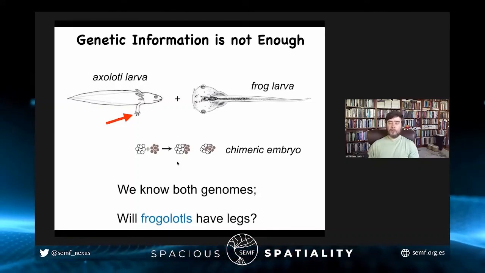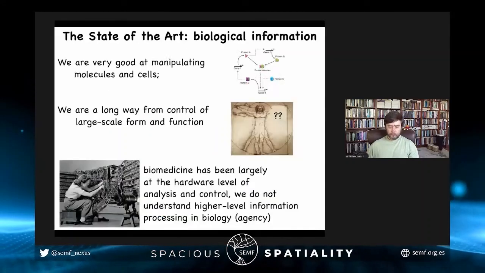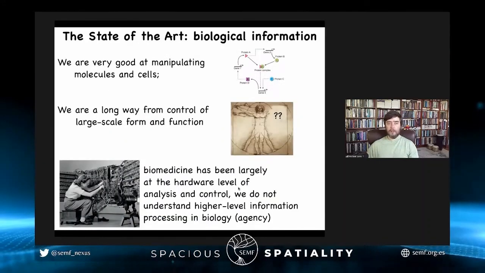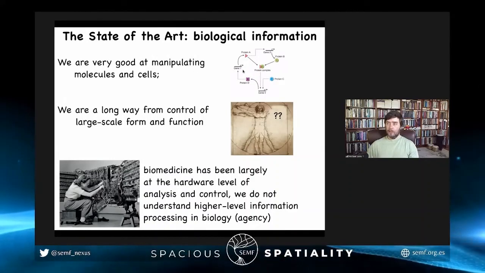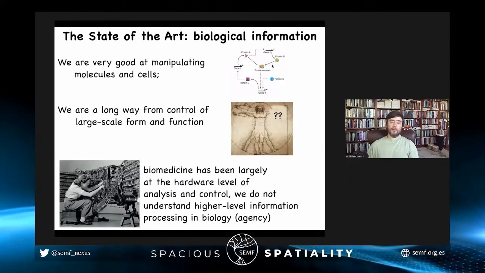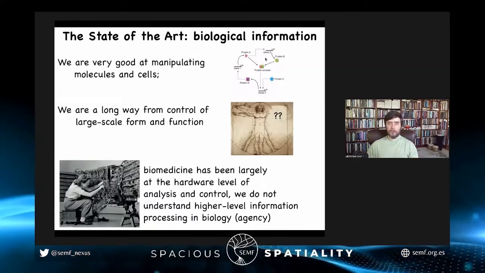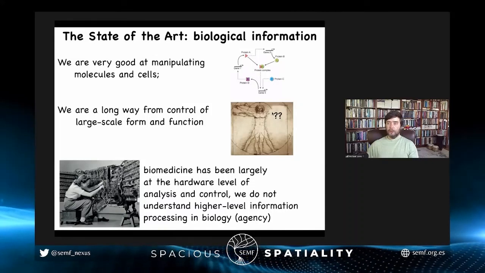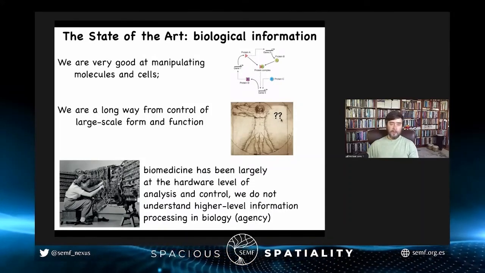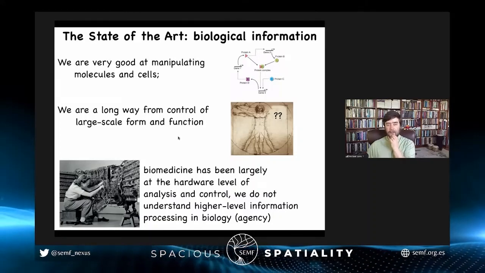So it's really important to start to understand the algorithms, because where biomedicine is right now is that we're very good at manipulating molecules and cells and getting information like this, which gene and protein talk to which other gene and protein. We are a long way away from actually controlling a large-scale form and function. And in fact, you can think about the kind of parallel journey that computer science took.